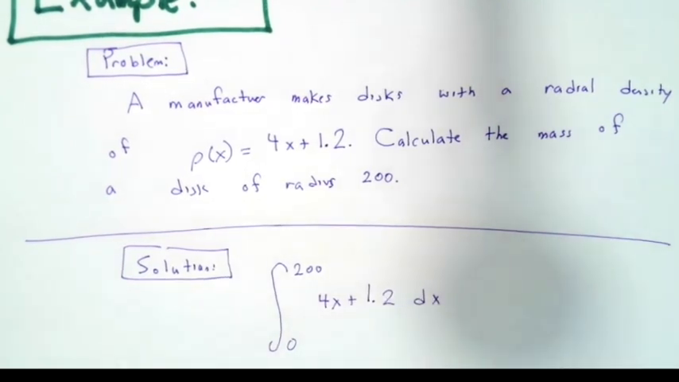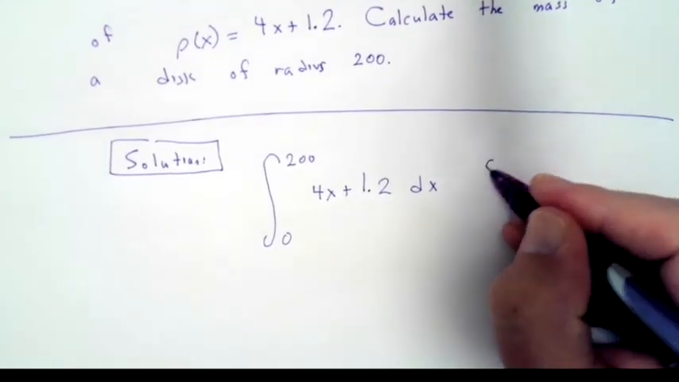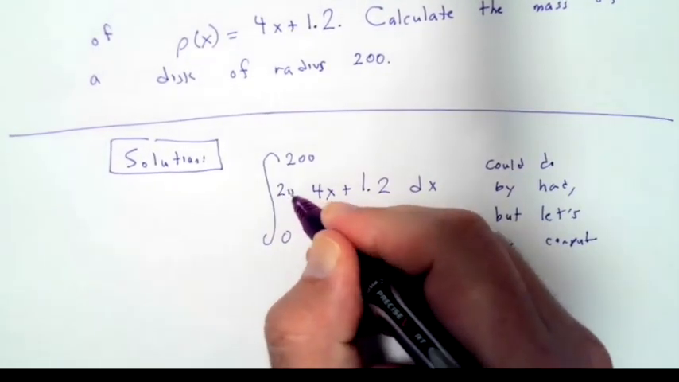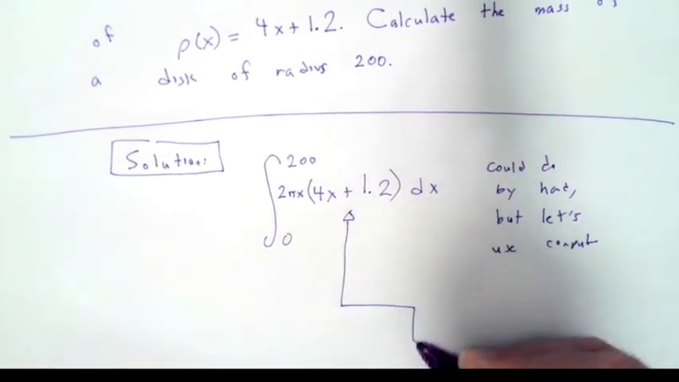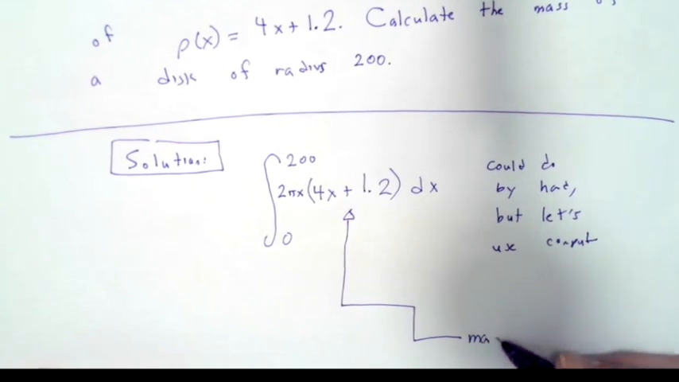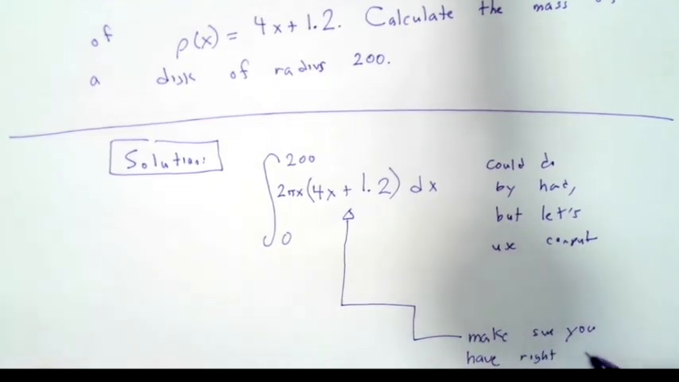times dx. Wait a minute. Hold on. Does that look right to you? No, we're missing a 2 pi x times that expression. So make sure you're using the right formula. Remember that here, since we're dealing with radial density, the radius of the circle becomes involved, and we see the circumference of the circle showing up as 2 pi x.